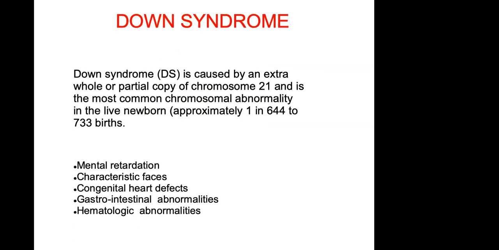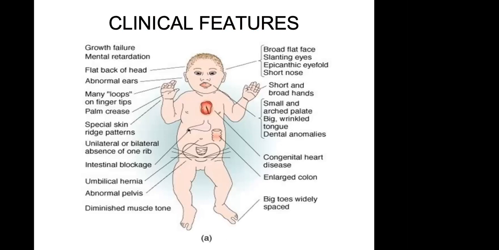So, as you all know, how we diagnose Down syndrome morphologically as well as by doing a karyotyping. It is caused by an extra whole or partial copy of chromosome 21 and is the most common chromosomal abnormality in live newborns, approximately 1 in 644 to 733 births. So, what are the clinical features? You all know this. They may have mental retardation, characteristic facies, congenital heart disease, gastrointestinal abnormalities, and hematological abnormalities. So we will today discuss various hematological abnormalities in Down syndrome.